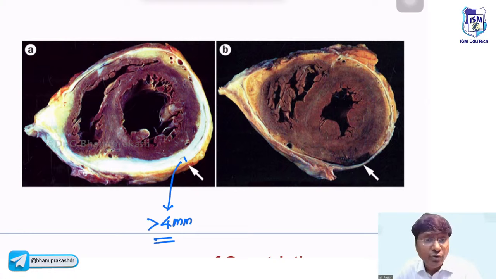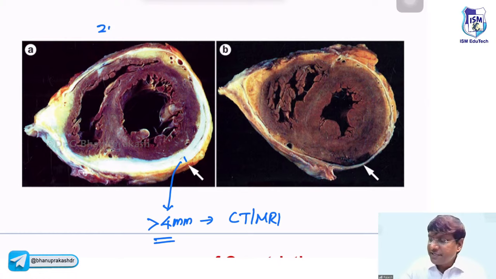And the thickening of the pericardium of more than 4 mm can be made out either by CT or MRI. Otherwise, the first-line diagnosis for constrictive pericarditis is the 2D echo. And what will be the clinical features in these patients? They'll have both right and left heart failure features.